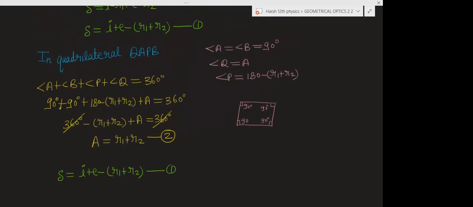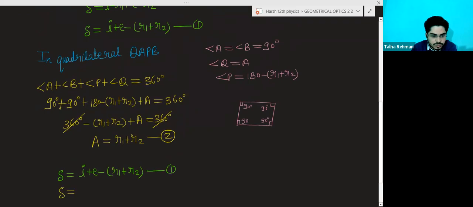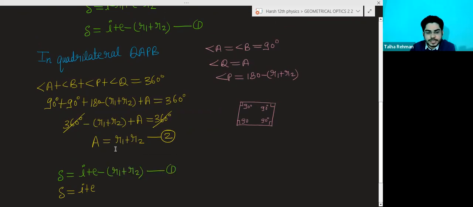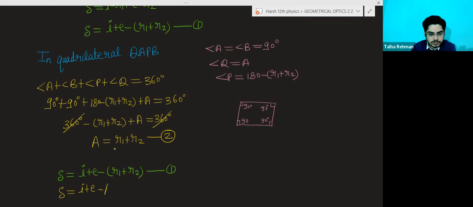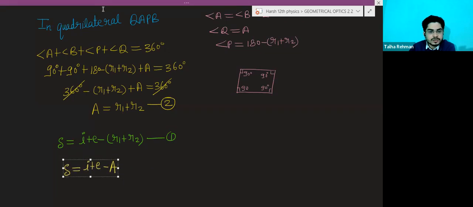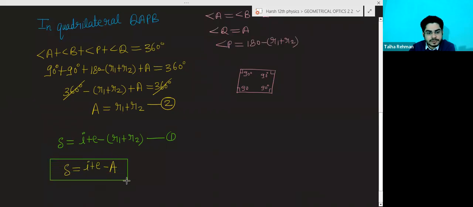Okay. So now delta is equal to I plus E, plus A, where A is this R1 plus R2. Instead of R1 plus R2, we can put A, so minus A we can put. So this formula is for calculating the angle of deviation. Angle of deviation can be calculated with this formula.